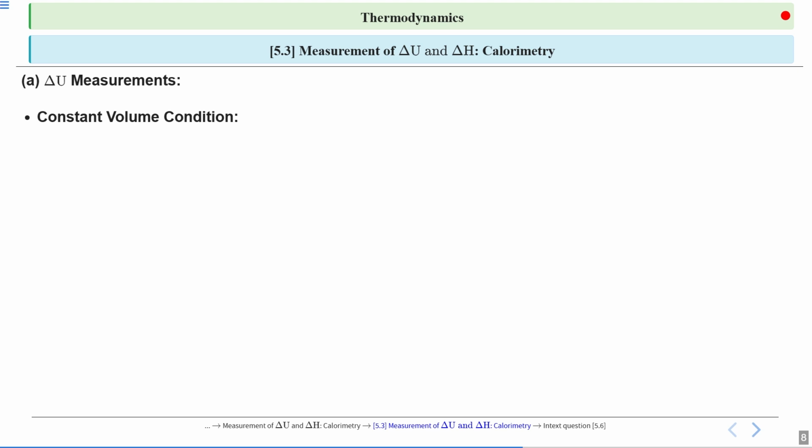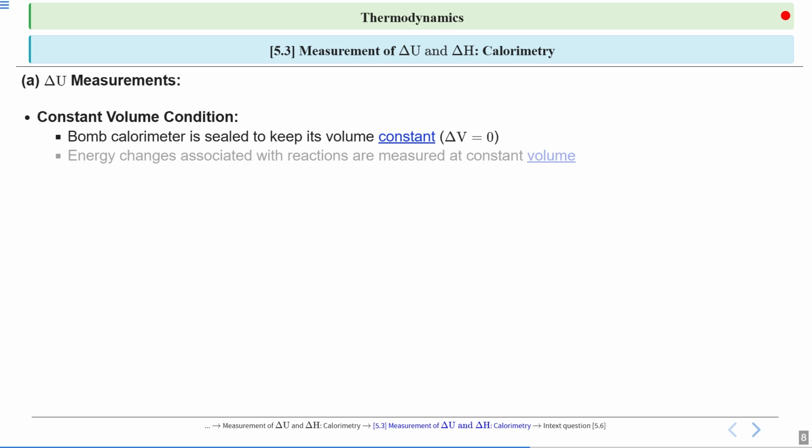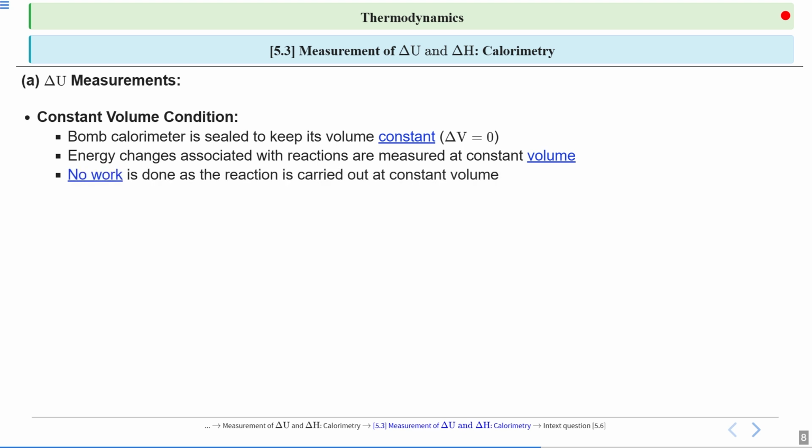And why is the volume constant? To look at that, you should look at the bomb calorimeter. You will see that the bomb in which the reaction is being carried out is closed from the top. So the gases that are released, they are released in a fixed volume. So you can say that the volume is constant. Now, since the energy changes are occurring at constant volume for the given reaction, therefore, no work will be done. Because work done is equal to minus P delta V. Okay. And since the change in volume is zero, therefore, your work done will be 0.